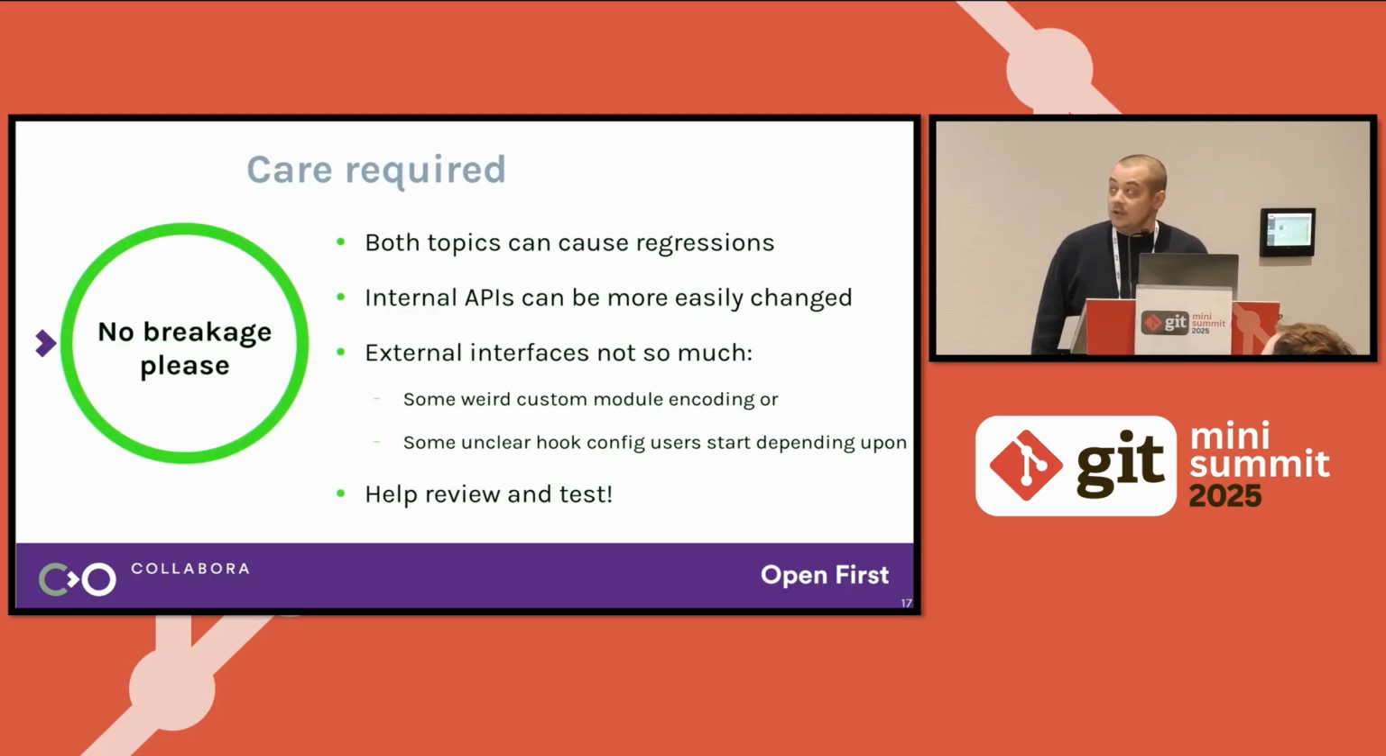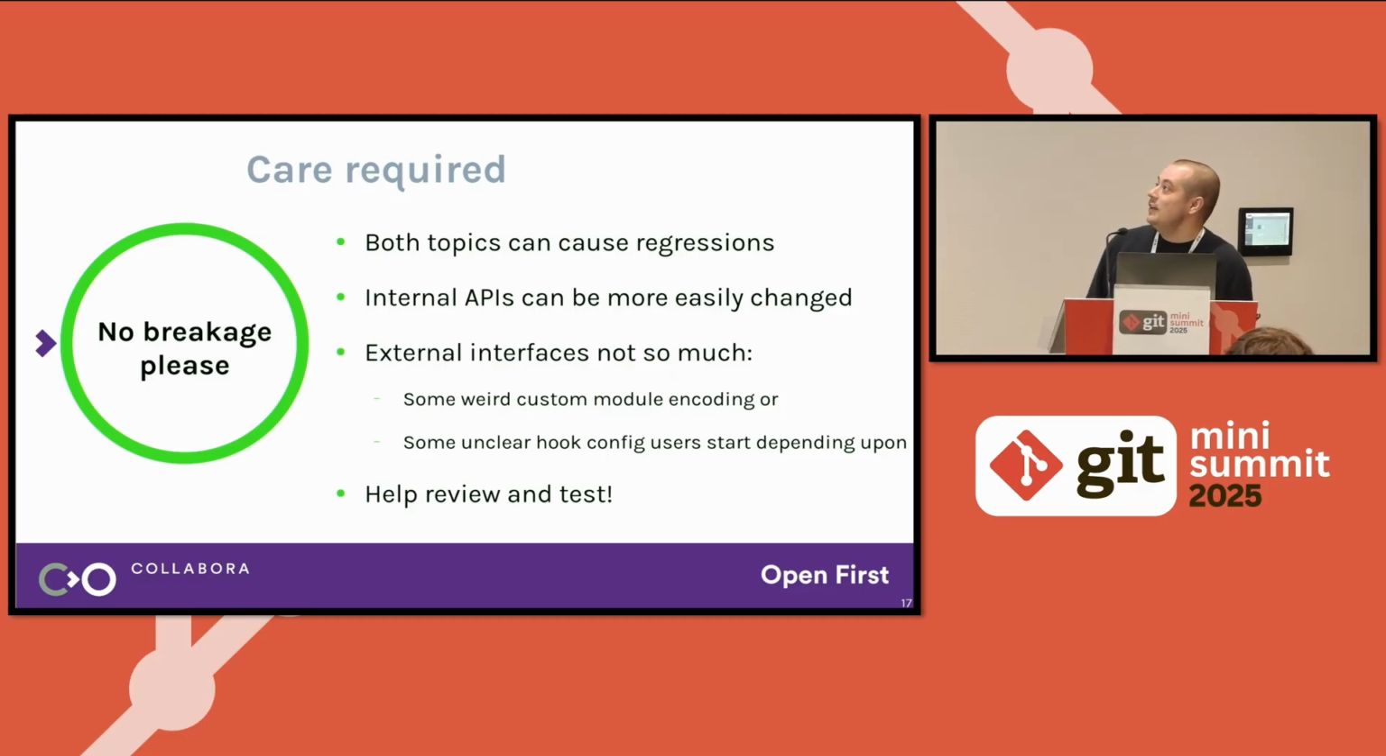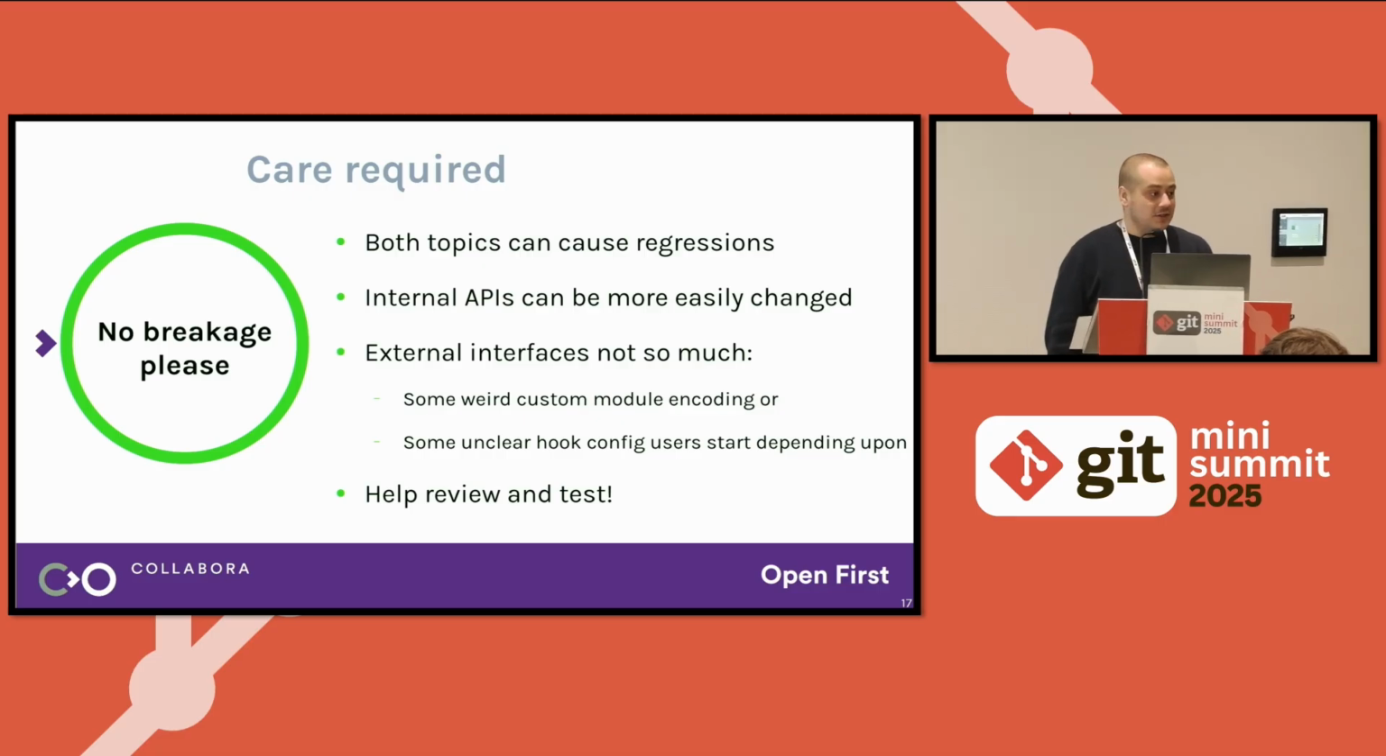Okay, now we need to be careful with this because there's a non-zero chance of breaking stuff, right? So both these patches can break existing modules or existing hooks. And yes, we can change internal APIs more easily, but once users start depending on the new modules, encoding, or the new configs, then it will be much harder to change them. And we might end up supporting something which is not the best thing, and we might want to change it later. So yeah, we have to be careful with these two patch series. So my message is to please review and test this stuff.